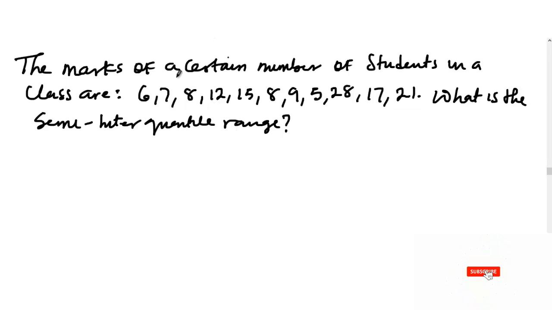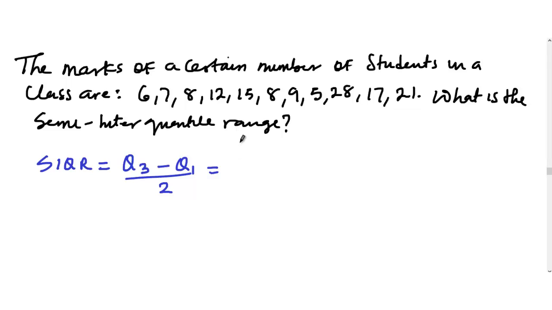So in this video, we want to determine the semi-interquartile range for the marks of a certain number of students in a class, and the marks are given by this set of numbers. Now, for us to determine semi-interquartile range, we need to remember that semi-interquartile range is given by Q3 minus Q1 over 2.